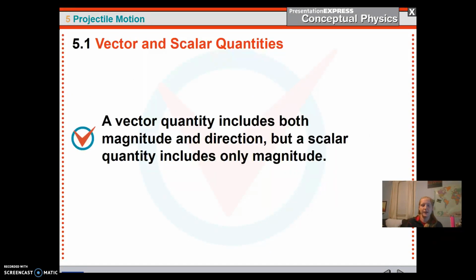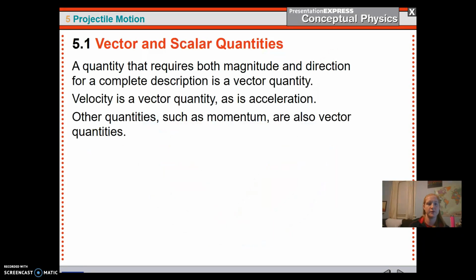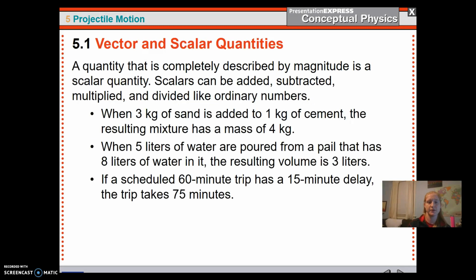Quick review. I don't think I need to hit this too hard, but I'll talk about it briefly. Vector and scalar quantities. Vectors have magnitude and direction, while scalars only have a number. Examples: a vector would be velocity, acceleration, momentum, while a scalar is mass or time. So some examples of a scalar quantity and adding scalar quantities.